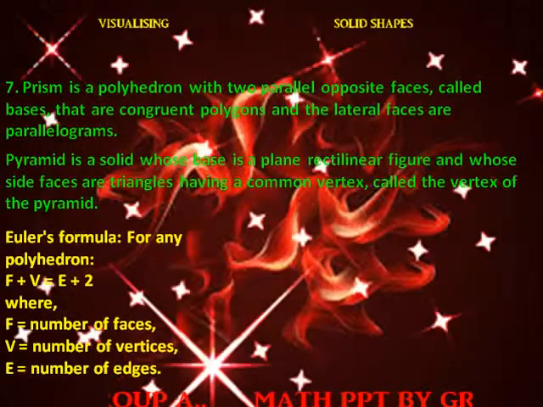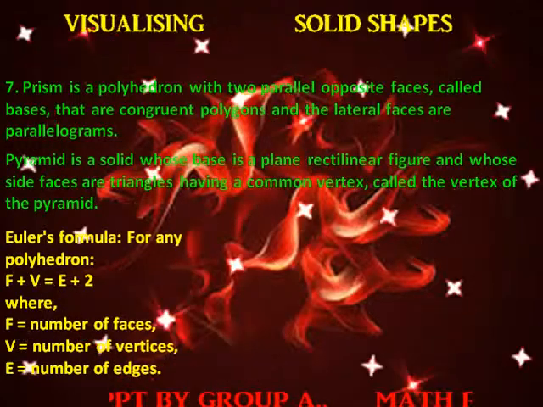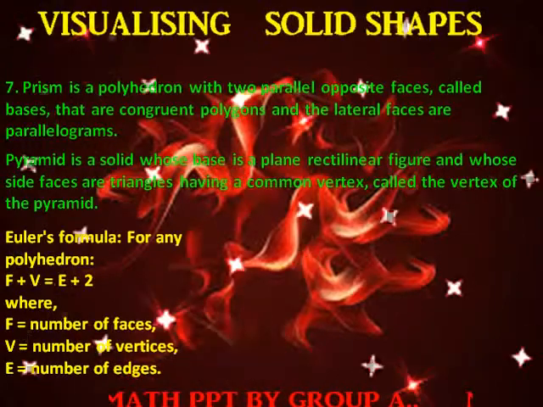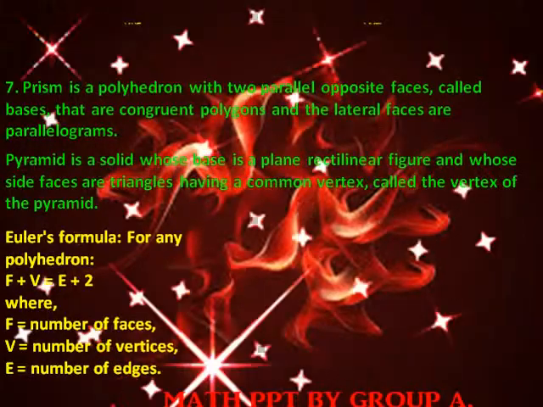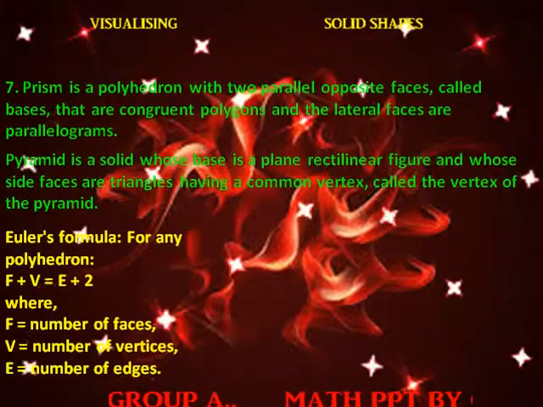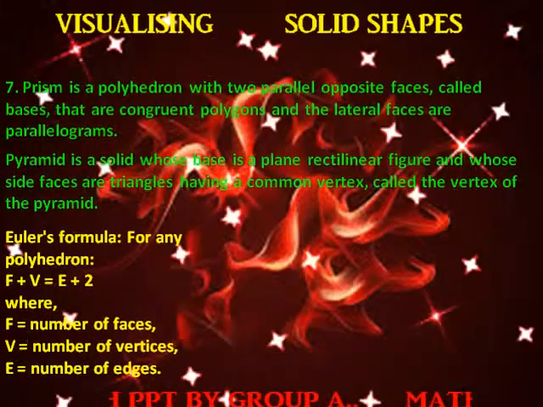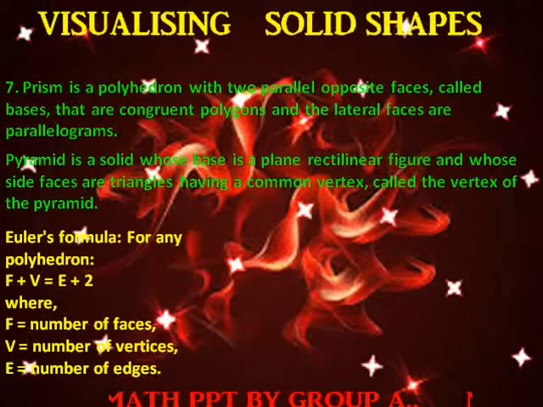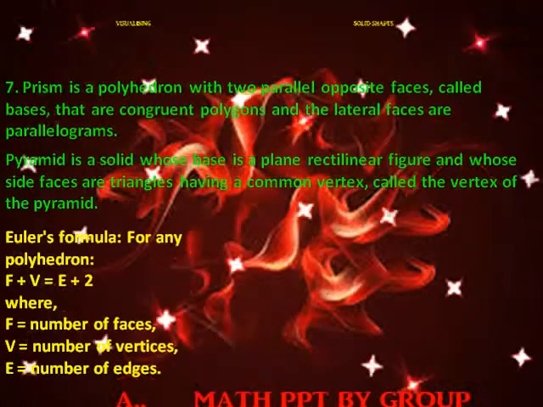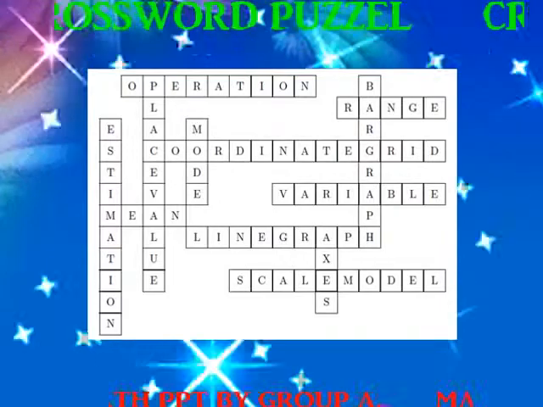7. Prism is a polyhedron with 2 parallel opposite faces called bases, that are congruent polygons, and the lateral faces are parallelograms. Pyramid is a solid whose base is a plane rectilinear figure and whose side faces are triangles having a common vertex, called the vertex of the pyramid. Euler's formula: for any polyhedron, F plus V equals E plus 2, where F equals number of faces, V equals number of vertices, E equals number of edges. Crossword puzzle.